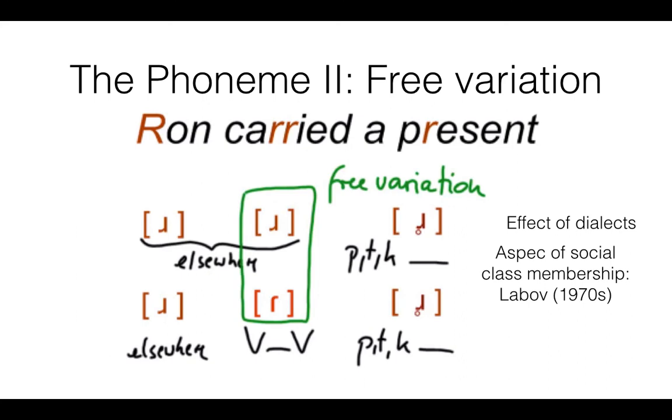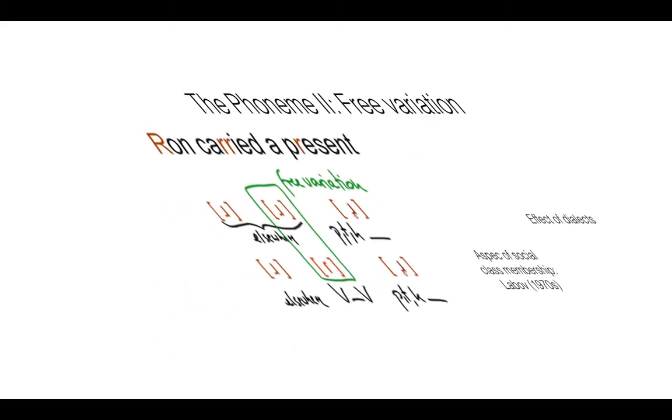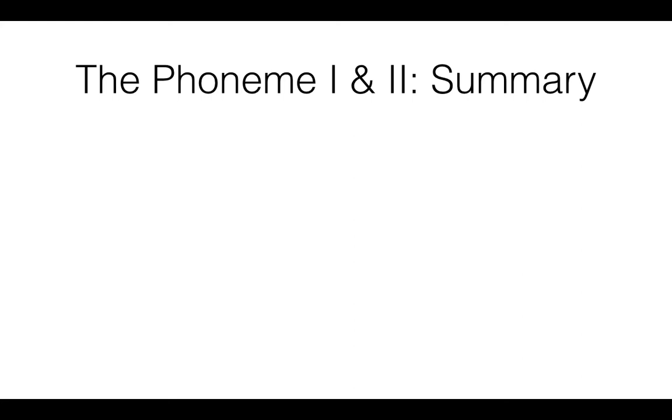Free variation gives you the impression it is like a minimal pair, but it's not a minimal pair. Why? Because you have the same environment, but there is no difference in meaning. Carried is the same as carried. Gultlik is the same as qultlik. This is free variation. So, a summary for all this.